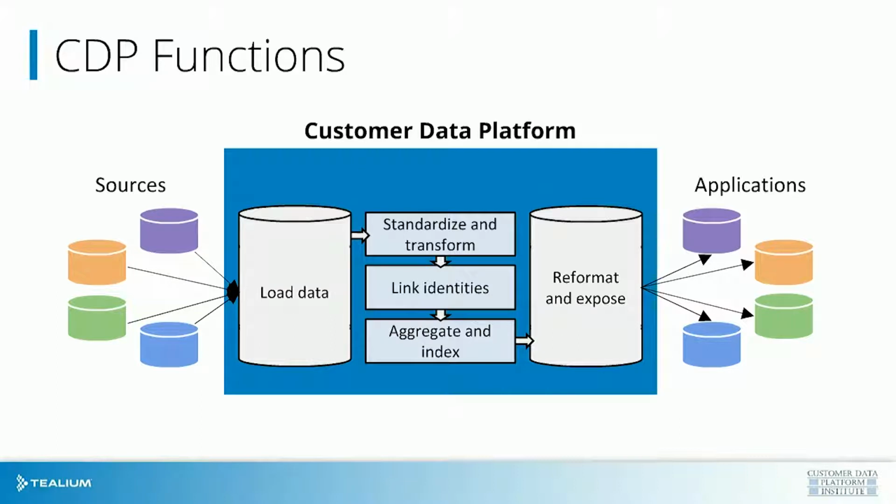And then we aggregate and index: once we've unified the identities, we unify the data, and then do some processing on it to make it a little more useful. And then we expose it to the other systems, because the other systems don't necessarily want to look at the raw data. They might want to look at indexes or summaries, or they just might need it organized in different ways. So those are the fundamental functionalities that you see in a CDP system.